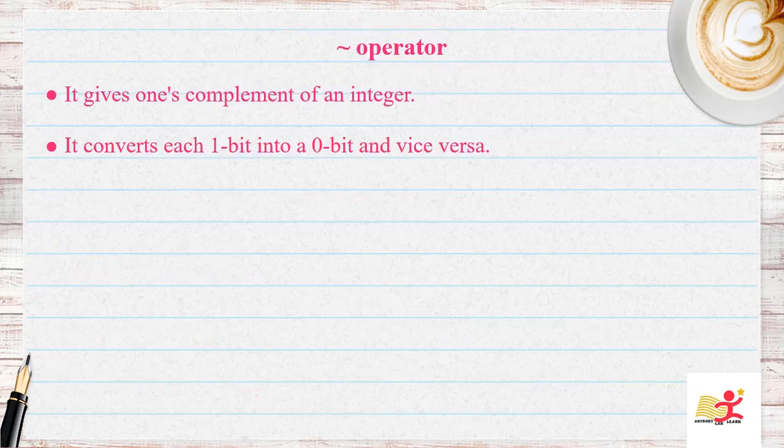Next operator is ones complement. As the name indicates, it gives the ones complement of an integer. It converts each 1 bit into 0 and 0 into 1.